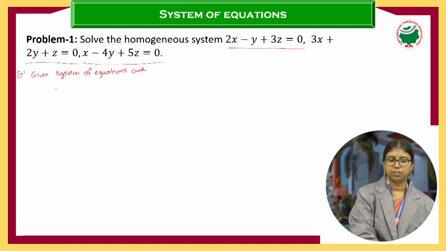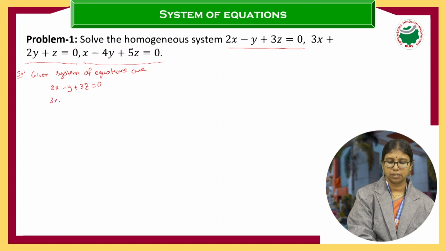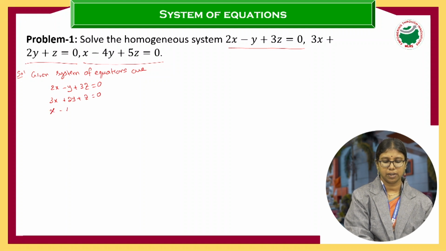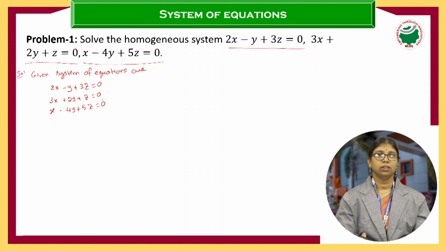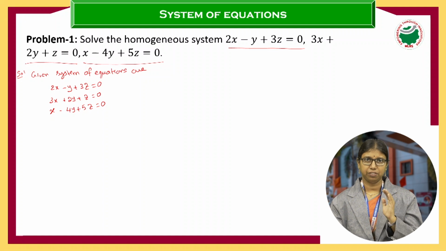So the given system of equations are: first equation is 2x minus y plus 3z equal to 0. Second equation is 3x plus 2y plus z equal to 0. Next, third equation is x minus 4y plus 5z equal to 0. So what is the first step for solving the homogeneous system of equations?